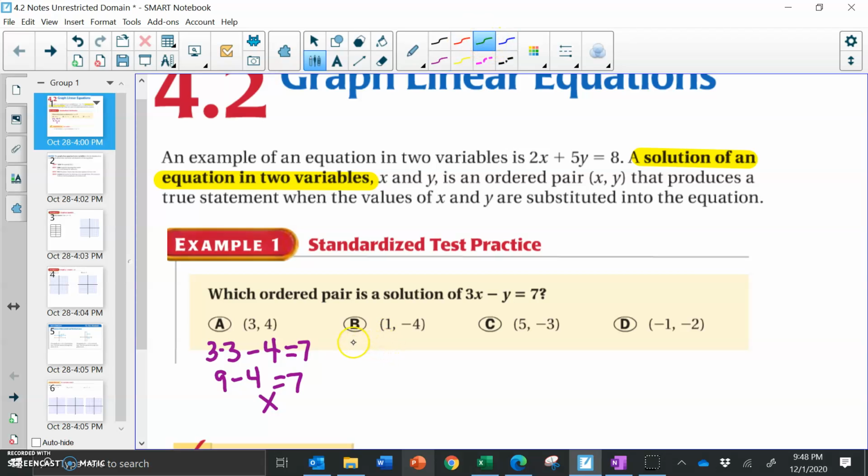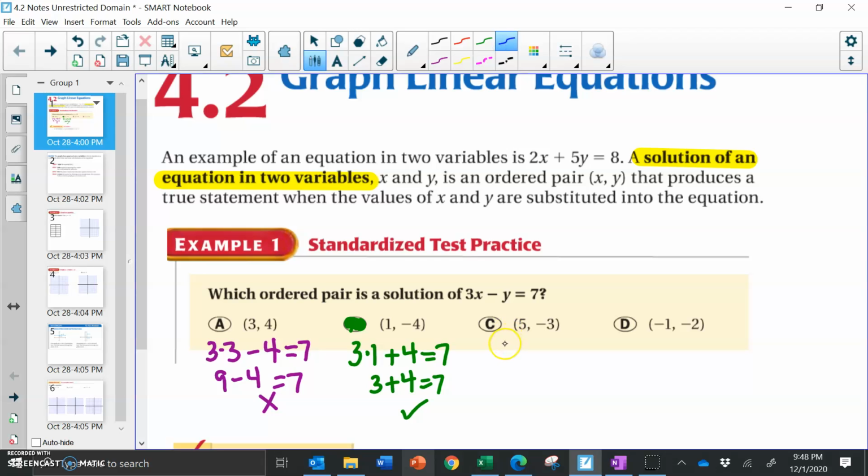If I try B, I'll plug in 1 where the x goes. And then this says minus negative 4, which is the same as plus 4. Oh, this one looks like it's going to work. 3 plus 4 is in fact equal to 7. So the correct choice is B.